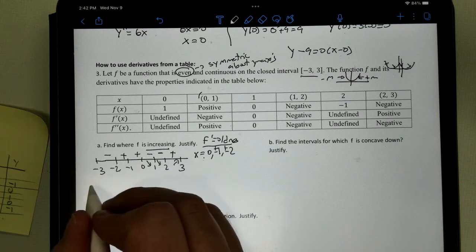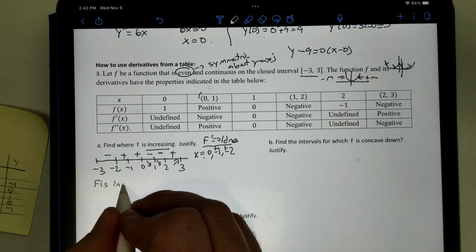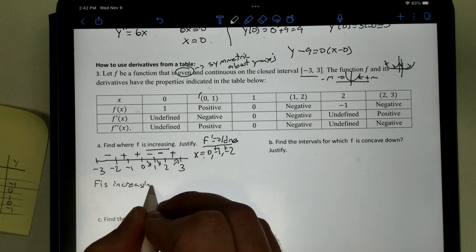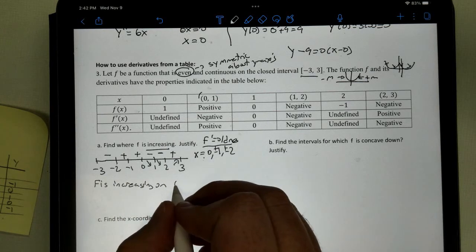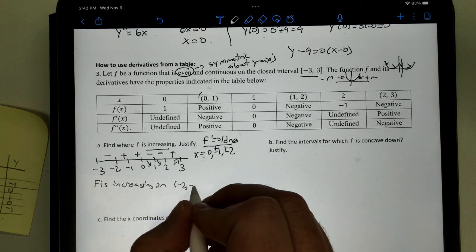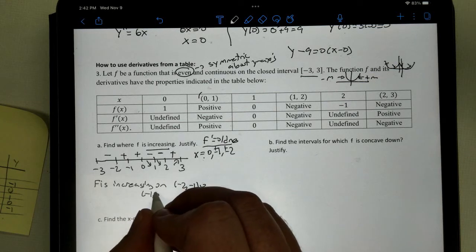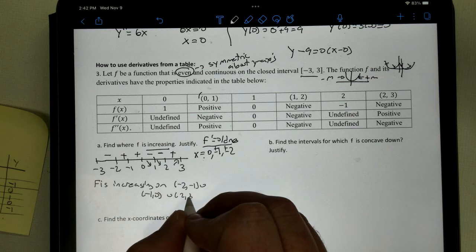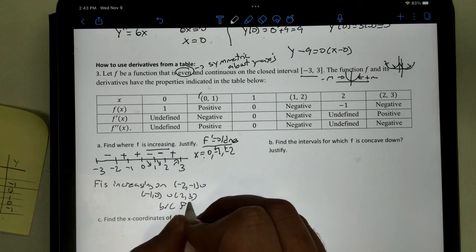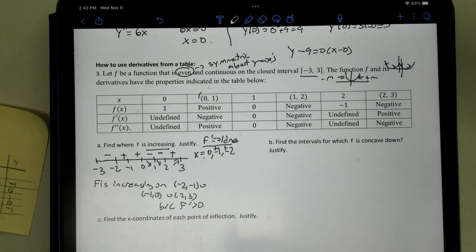So where are we increasing? We can now answer that. F is increasing on the domains -2 to -1, or -1 to 0, or 2 to 3, and that is because the first derivative is positive.